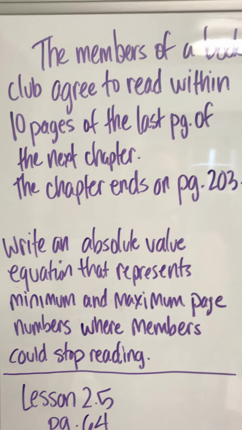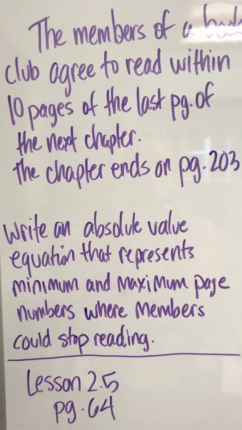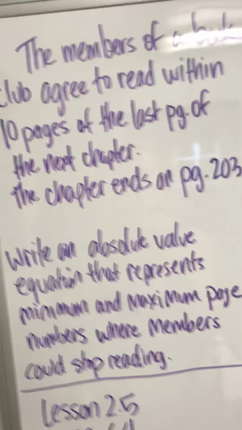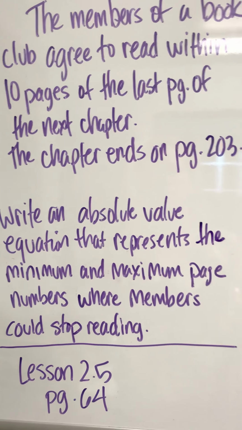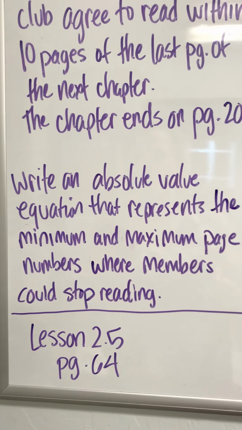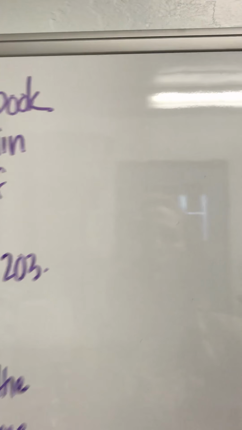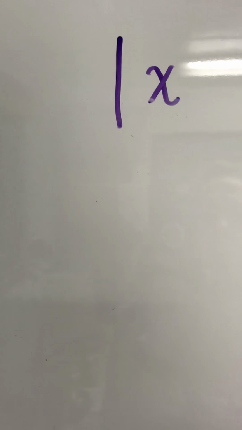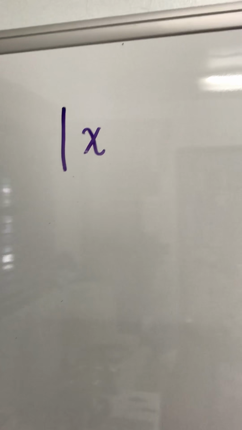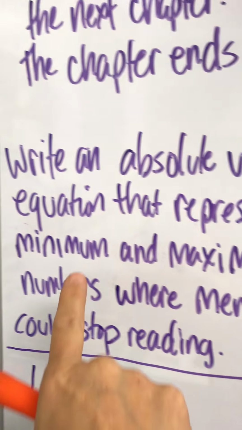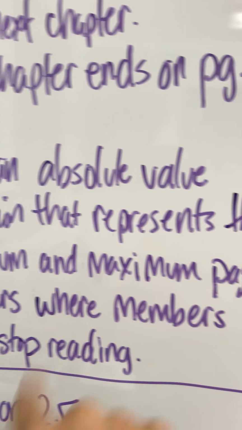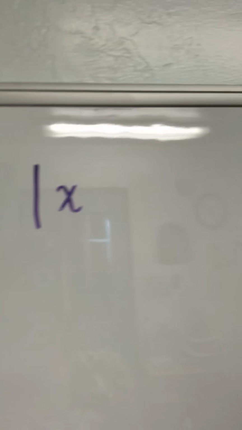That's the question. And then it asks you to write an absolute value equation that represents the minimum and maximum page numbers where members could stop reading. All right, we talked about this in class today. One way to think about absolute value, we're going to go ahead and put our variable here. This is the page numbers we're trying to figure out. The x here is going to represent either the minimum or the maximum page number. So this equation is going to help us figure out that minimum and maximum value.